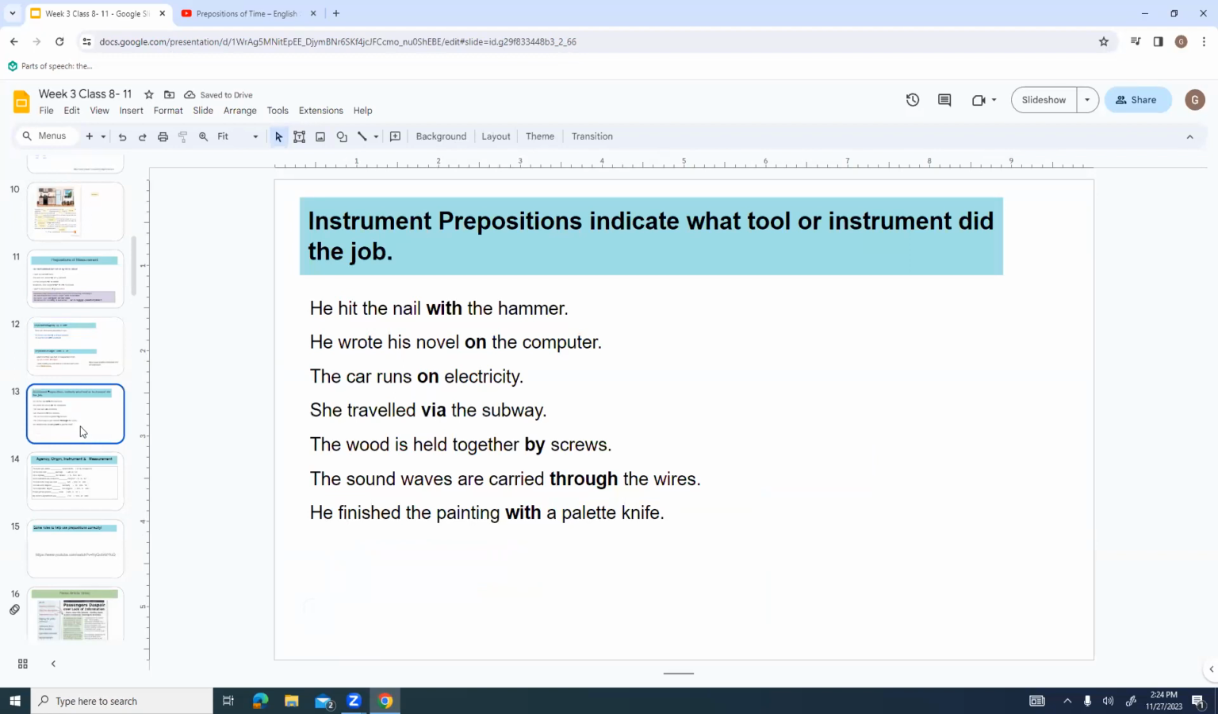Okay. And then instrument prepositions indicate what tool or instrument did the job. He hit the nail with the hammer. He wrote his novel on the computer. The car runs on electricity. She traveled via the subway. The wood is held together by screws. The sound waves are carried through the wires. He finished the painting with a palette knife. So you can see prepositions really add a lot of information about whatever noun or pronoun is happening there.